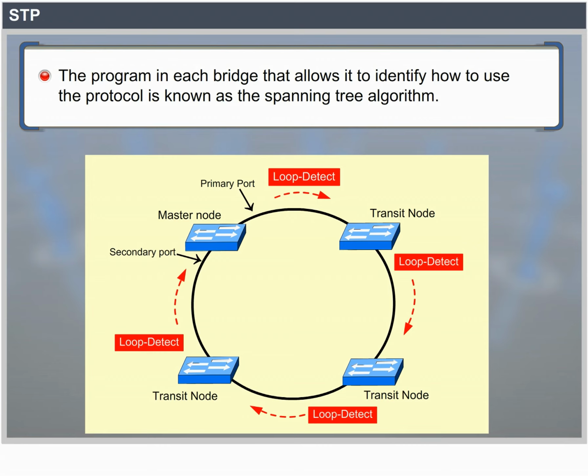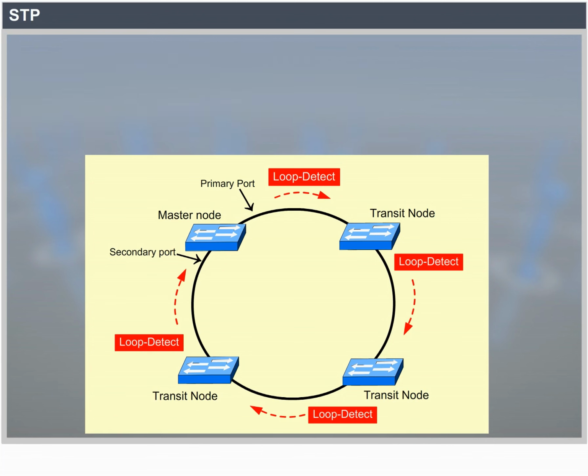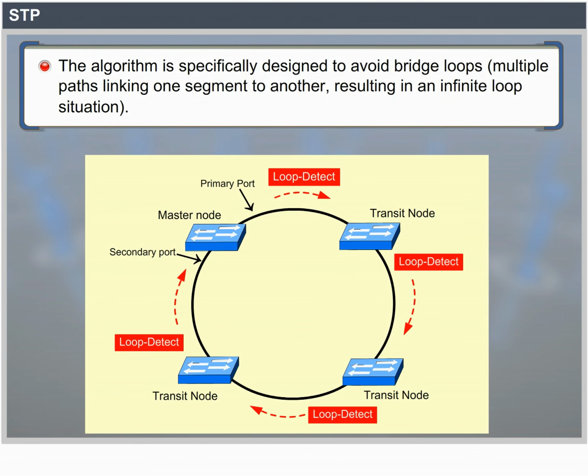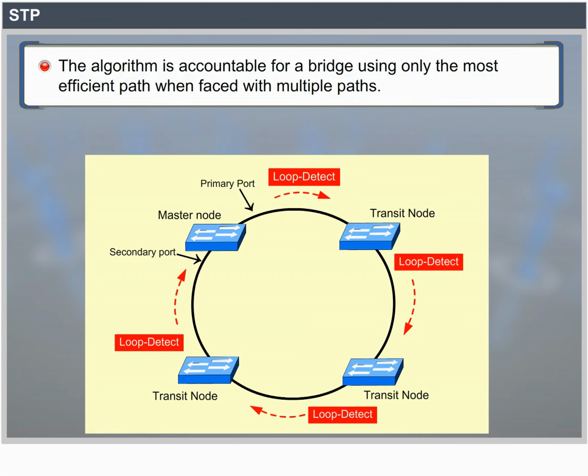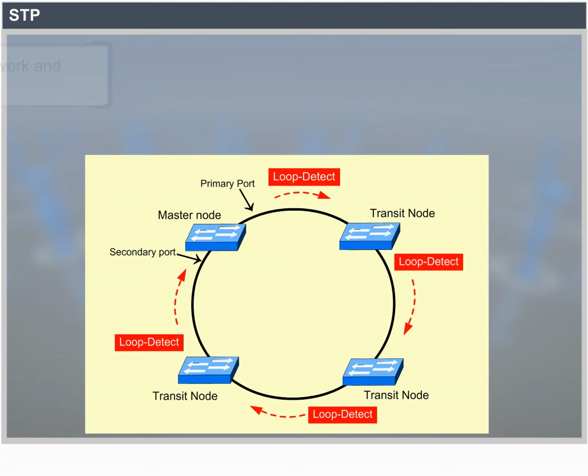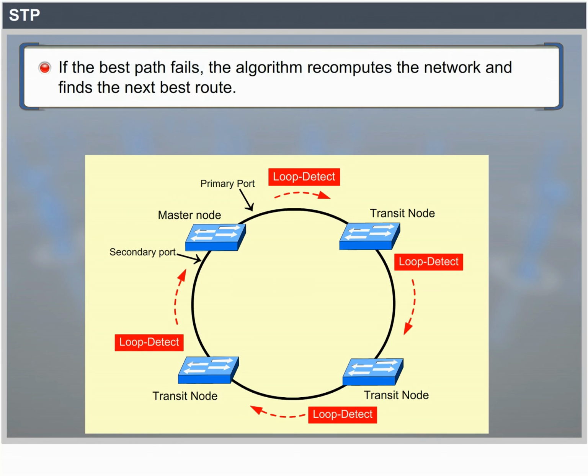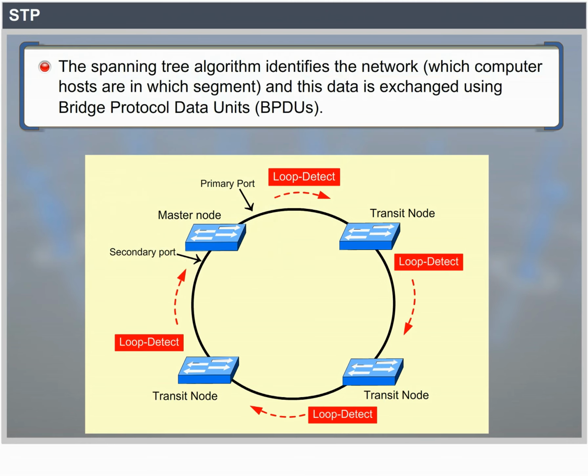The algorithm is specially constructed to avoid bridge loops, that is multiple paths linking one segment to another, resulting in an infinite loop situation. The algorithm is responsible for a bridge using only the most efficient path when faced with multiple paths. If the best path fails, the algorithm recalculates the network and finds the next best route. Spanning tree algorithm determines the network, which computer hosts are in which segment, and this data is exchanged using Bridge Protocol Data Units, that is BPDUs.